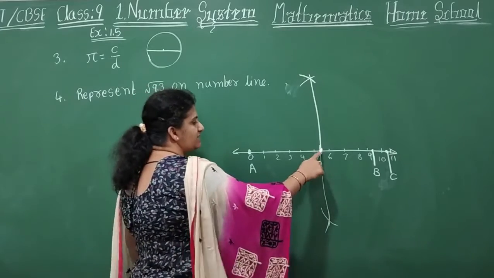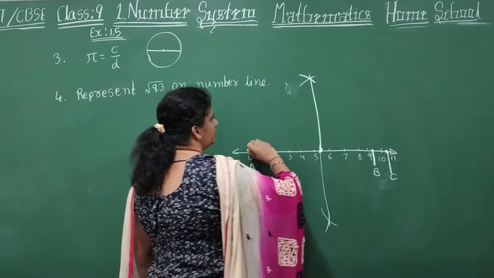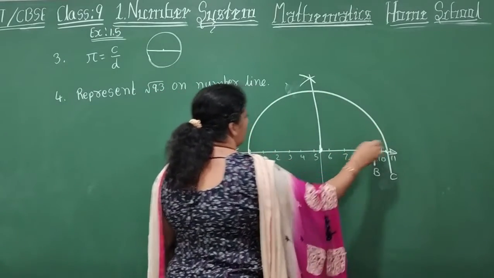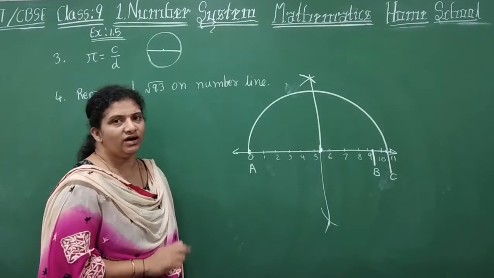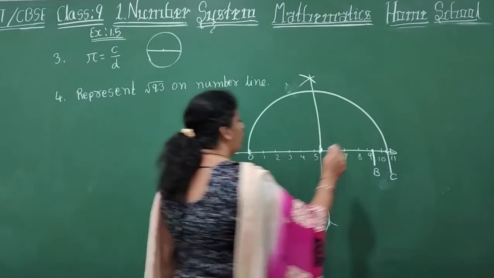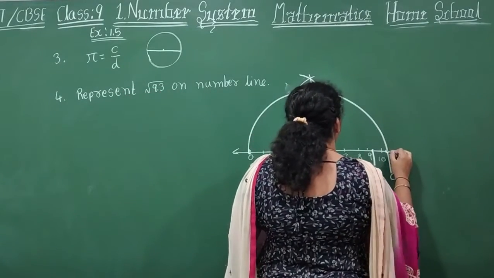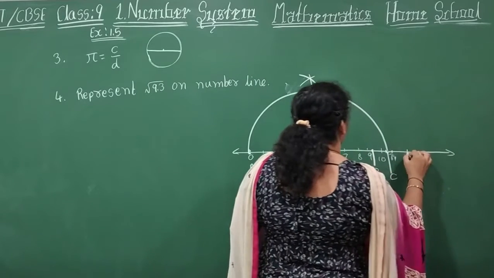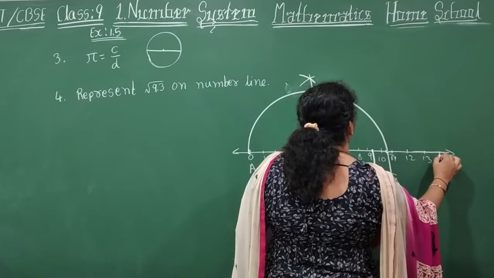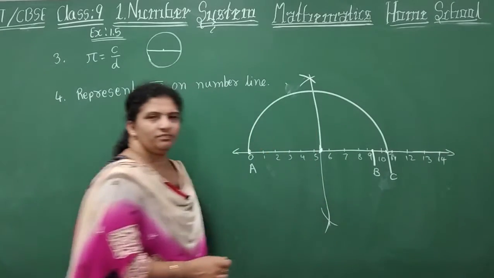So with this as a center, do the semicircle. Now what do you need to do here, children? So this is 11. Now I'll extend a little in order to plot root of 9.3 on the number line.